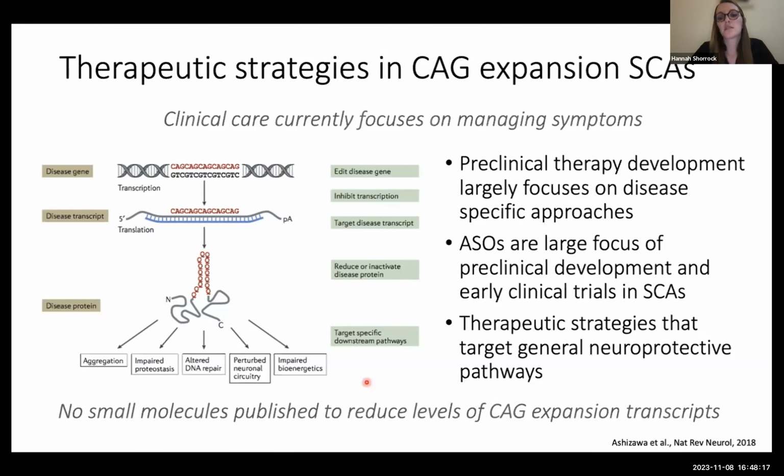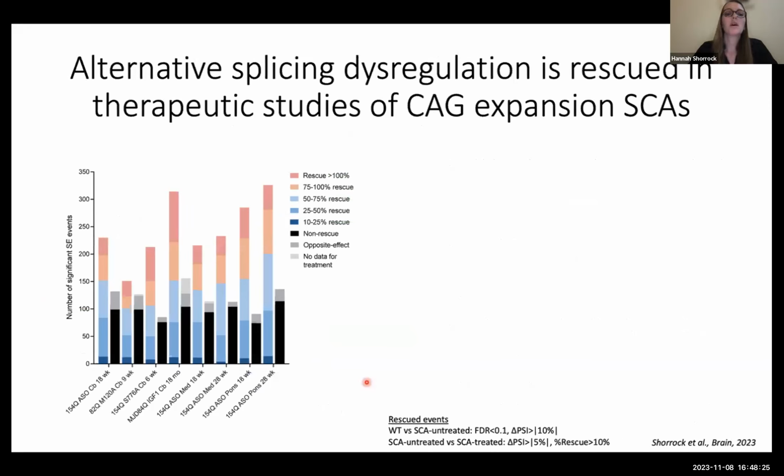And something that I'd just like to highlight at this point is that there's no small molecules published to reduce levels of CAG expansion transcripts. So several of the data sets that we included in this study did include RNA sequencing for therapeutic intervention in these mouse models.